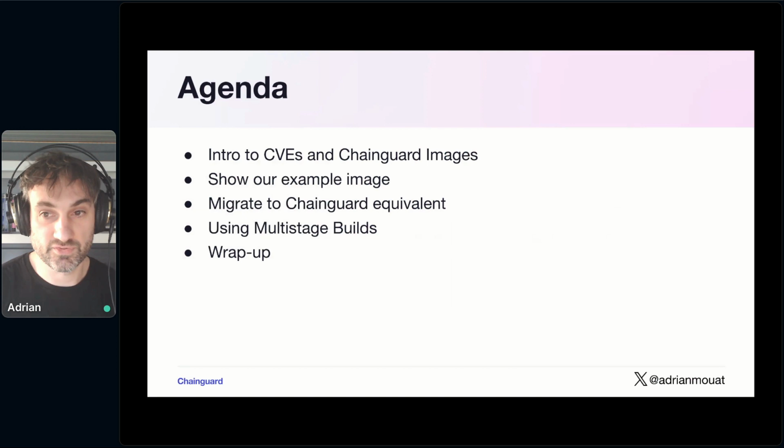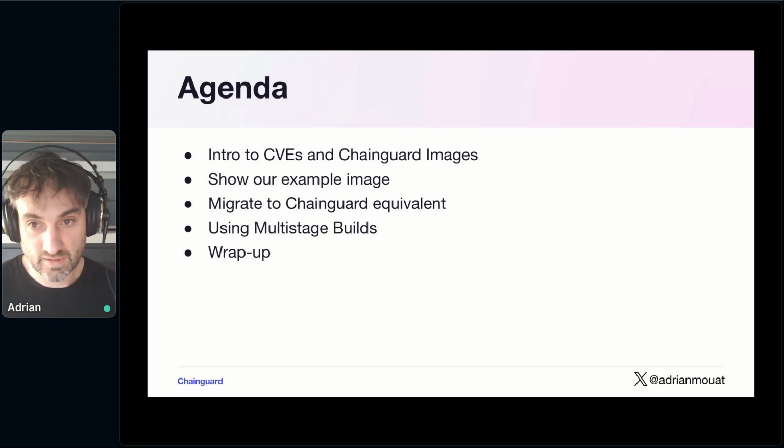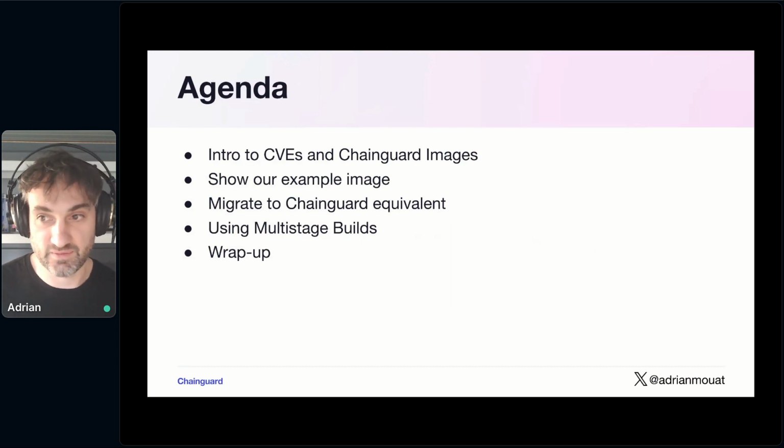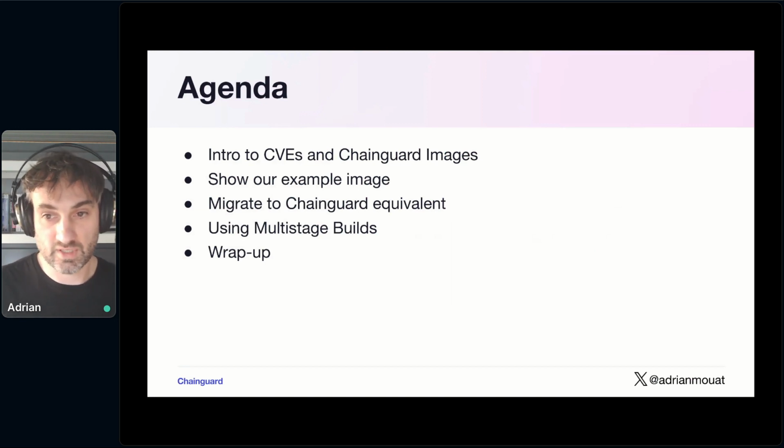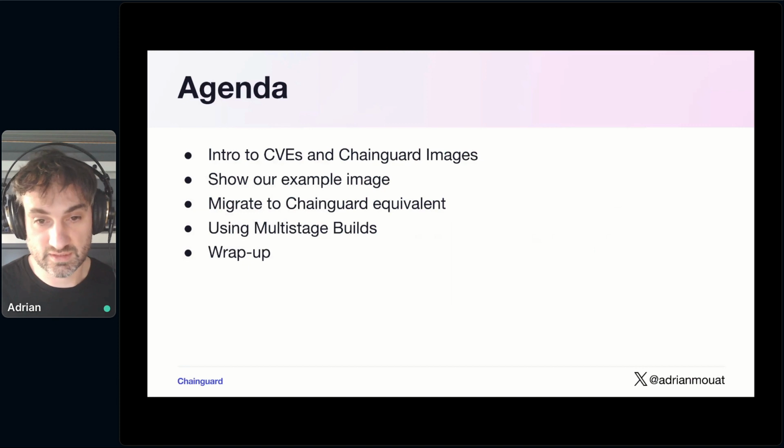So what we're going to go through today. I'm going to start with a brief introduction to CVEs or vulnerabilities, what they are and what they mean. Then we'll talk a little bit about Chainguard Images, what they are and how they address the CVE problem. Then we're more or less straight into the practical, and I'll show an example image and how we can migrate it to the Chainguard equivalent. We're not going to be using Apko or Melange here, we're just using Docker and Dockerfiles and Docker build. I'll go on to talk a little bit about multi-stage builds, and using a static image.